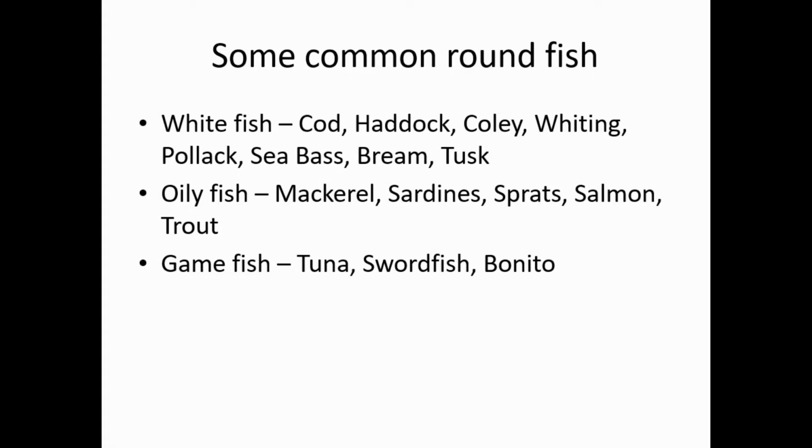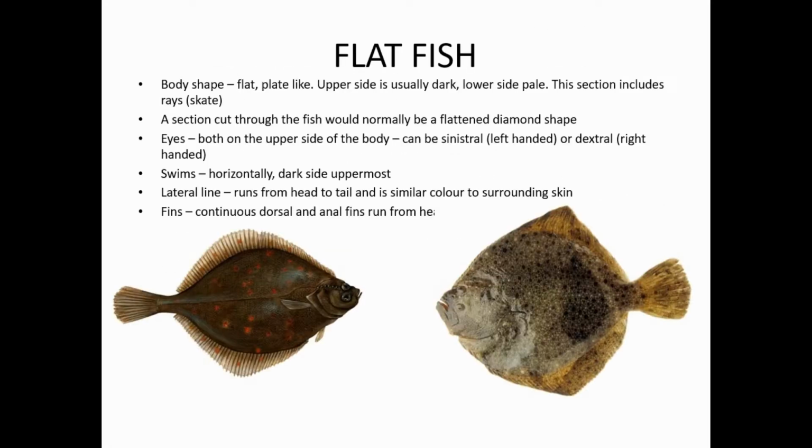Then you should include the common roundfish, which included here are cod, haddock, coley, whiting, pollock, sea bass, bream, tusk and so on. Then oily fish and game fish, and explain the differences between them to the students. These should be country specific, so there may be fish in your country which are not included in this list, which are actually commonly sold. You need to adapt that to your particular country.